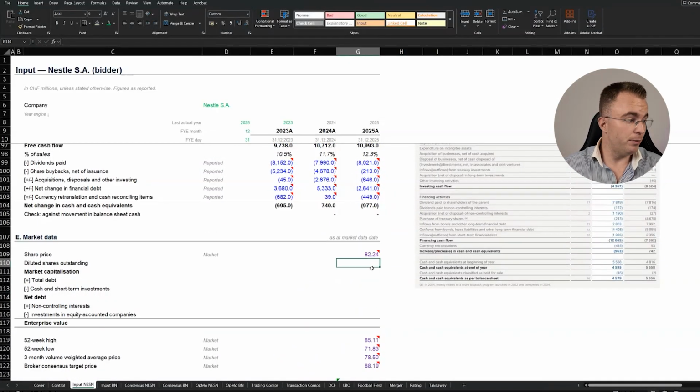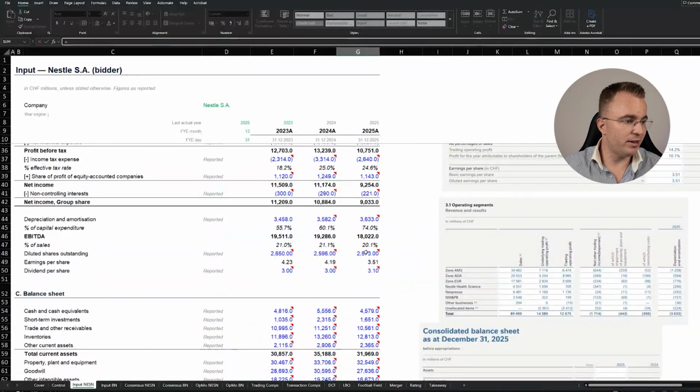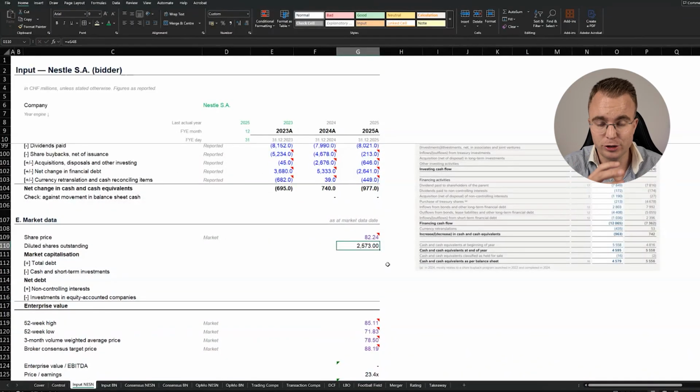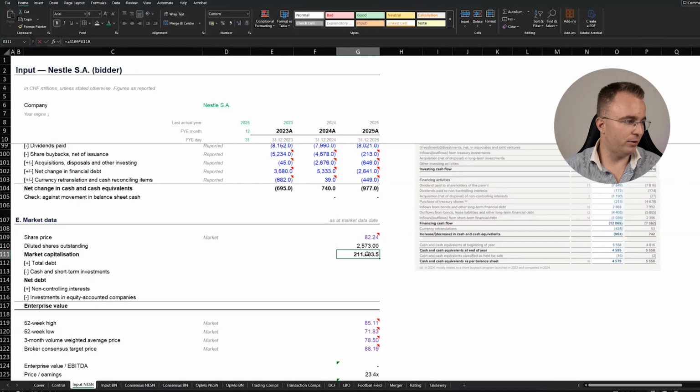Last, we have to fill in a bit of market data. Here, these numbers we already have. We have the shares outstanding up here. One note, this is the weighted average shares outstanding, yes, but for simplicity to just have one number, we'll be using this. To get the market cap, it's share price times the shares outstanding.